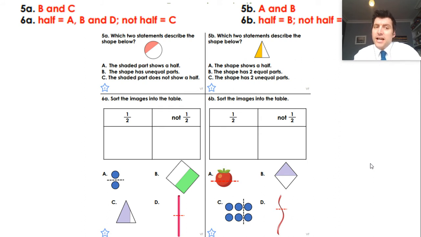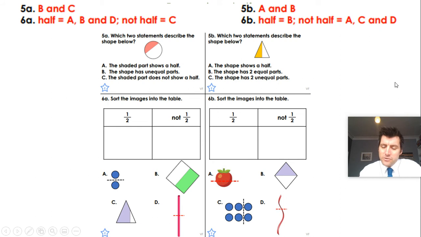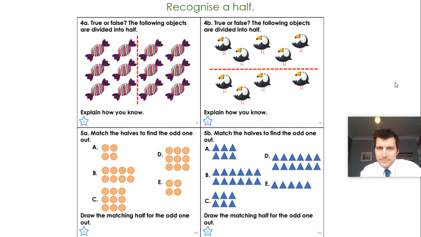B and D are a half as well, because the square and the tube are split, but the triangle isn't, for 6A. And then we can look at the other ones. So B is a half for 6B, and A, C, and D are not halves. Okay, and again, that wave line is always going to be tricky to split in half.